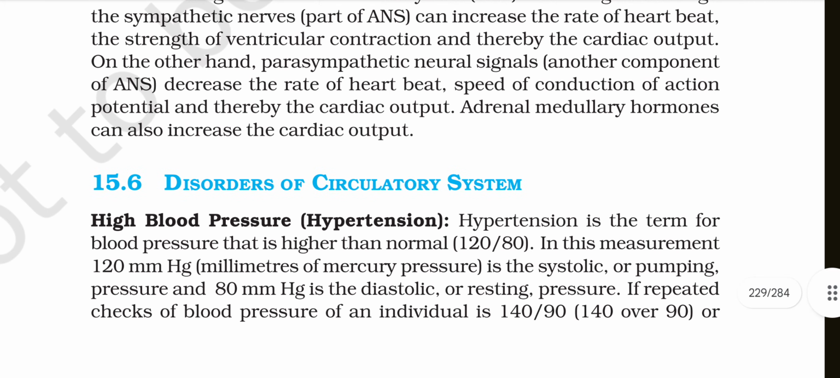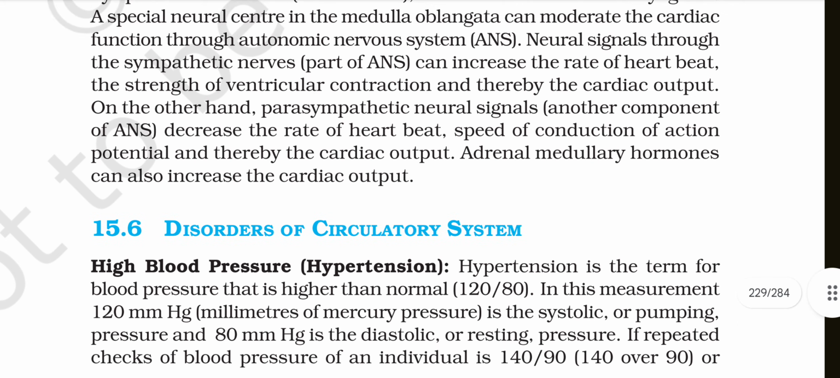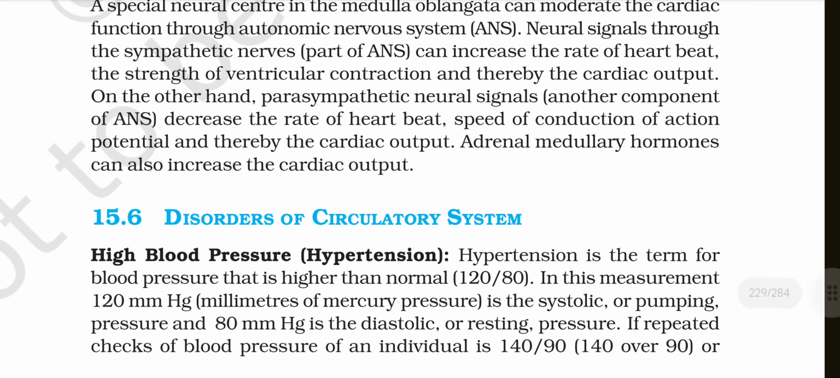On the other hand, parasympathetic neural signals, another component of the ANS, the autonomic nervous system, decrease the rate of the heartbeat, the speed of conduction of the action potential, and thereby the cardiac output. The sympathetic nerves, part of the ANS, increase the heart rate. Okay.